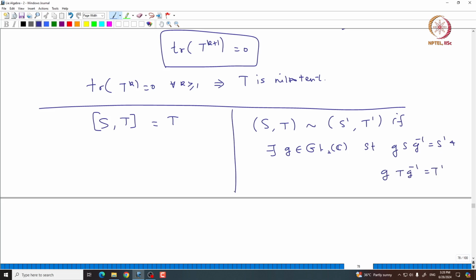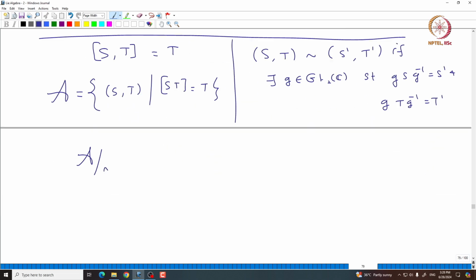Okay. So, we are interested in actually parameterizing all these tuples, let's write capital A, the pairs S comma T such that the bracket of S and T is T. So, this condition should be satisfied. So, we are looking for the parameterizing set for this A modulo tilde. Okay, how can one actually get it?